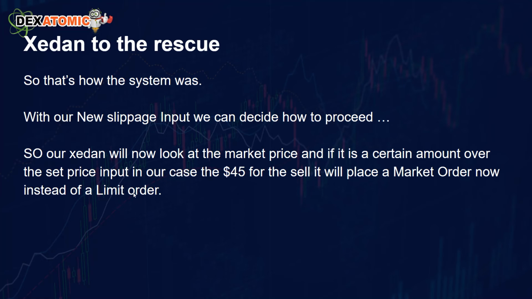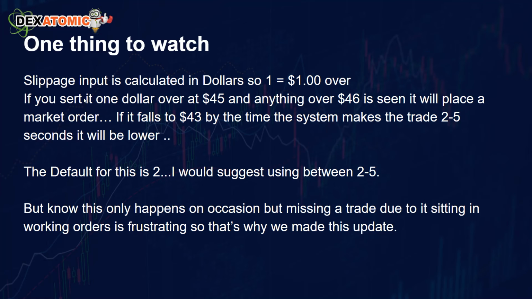In this particular case, things can still kind of go wrong, right? One thing to watch is that if the slippage input variance is set to $1, so if you have a 1 in there, that's $1 over whatever you have it set for. So if you have it set at 45, that $1 would be 46. Okay. Now, there's still going to be slippage. This is not going to eliminate slippage, but this is going to eliminate the problem of slippage not fulfilling some of the contracts that we have, right?